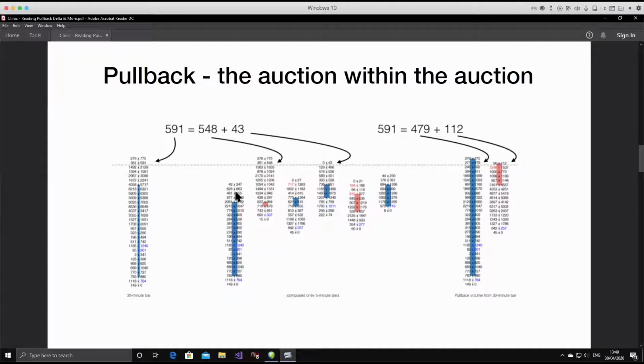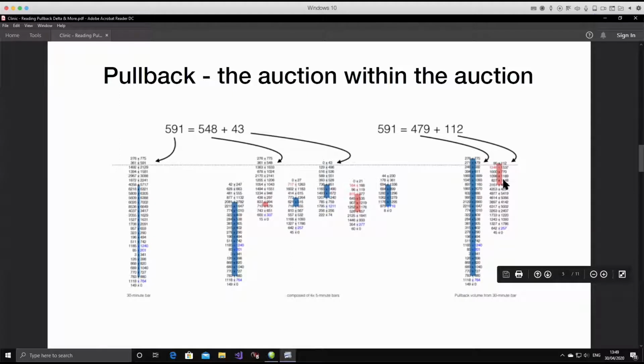As we've gone up further, come down, rotated up, here we are at this price level again. 43 contracts lifted the offer. 548 plus 43 is 591. So you can understand how the volume inside any given candlestick is the sum of the volume of smaller timeframes, because all of these are arbitrary divisions.